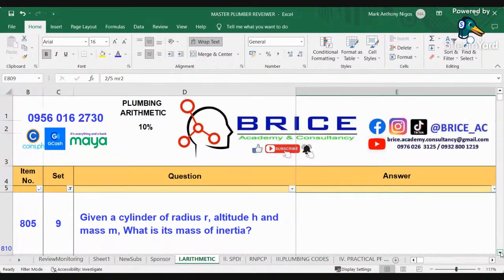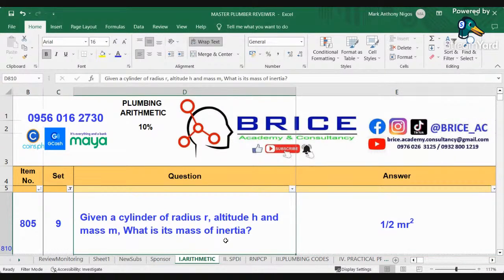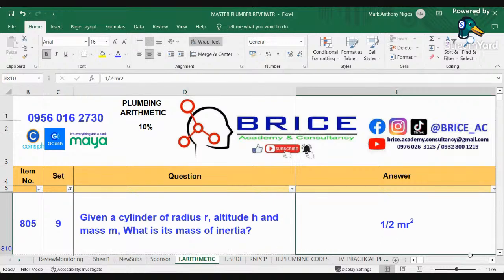805. Given a cylinder with radius r, altitude h, and mass m, what's the moment of inertia? Answer is 1/2 times quantity m r squared. Given the cylinder of radius r, altitude h, and mass m, what is the moment of inertia? The answer is 1/2 m r squared.